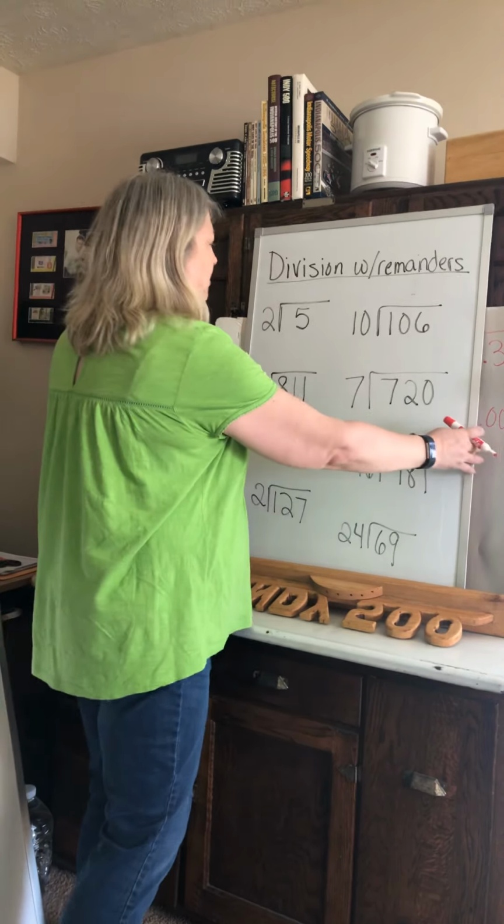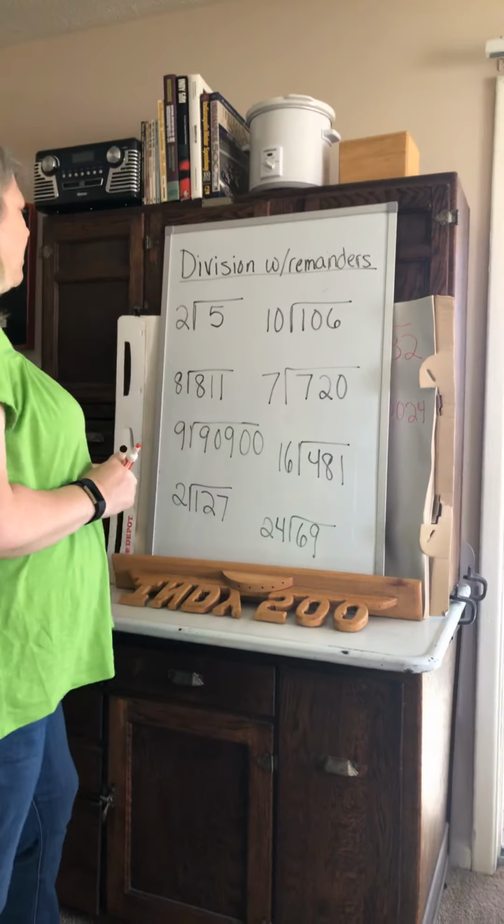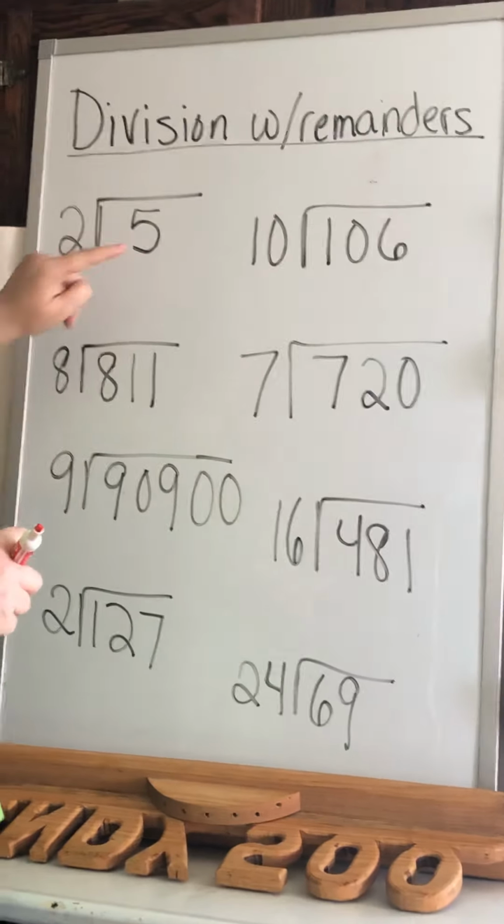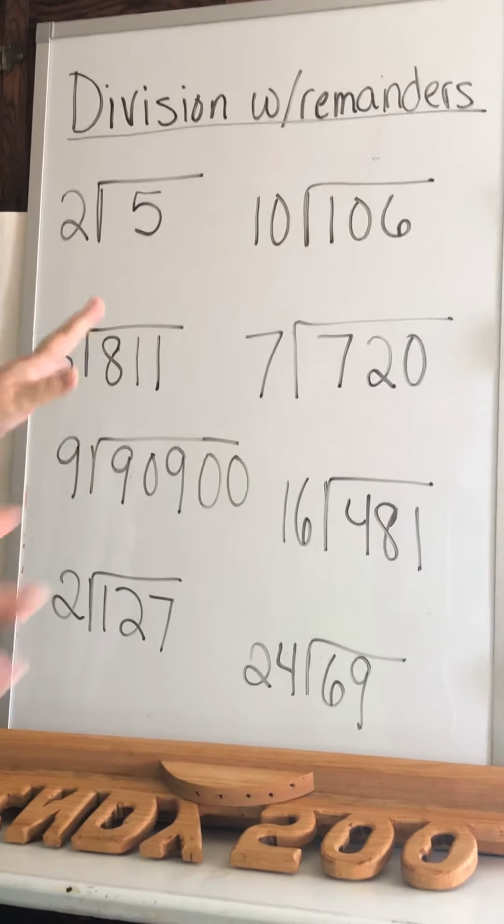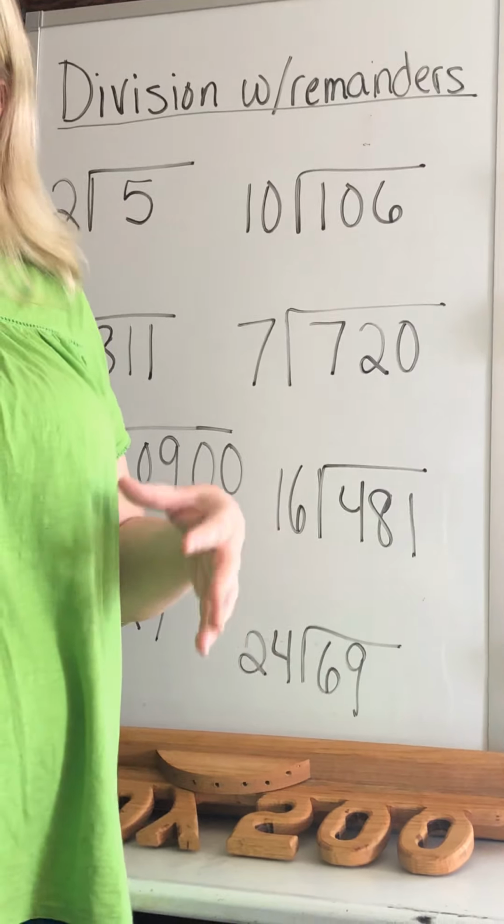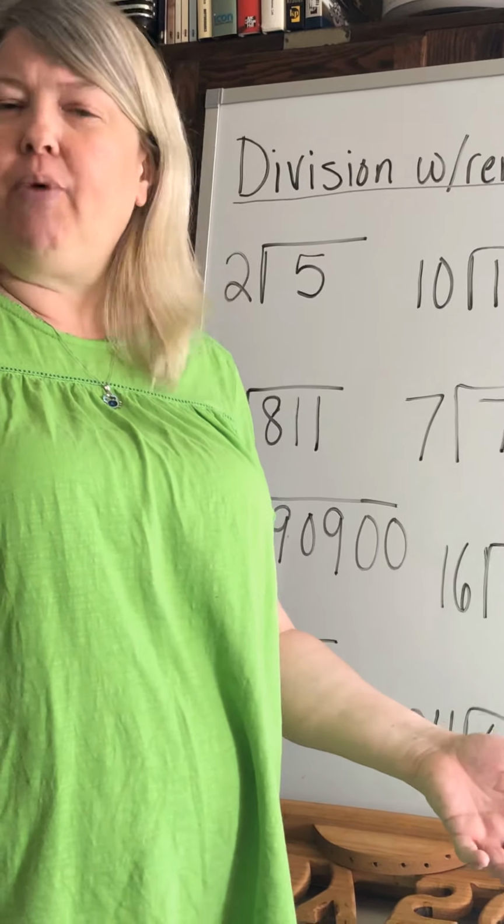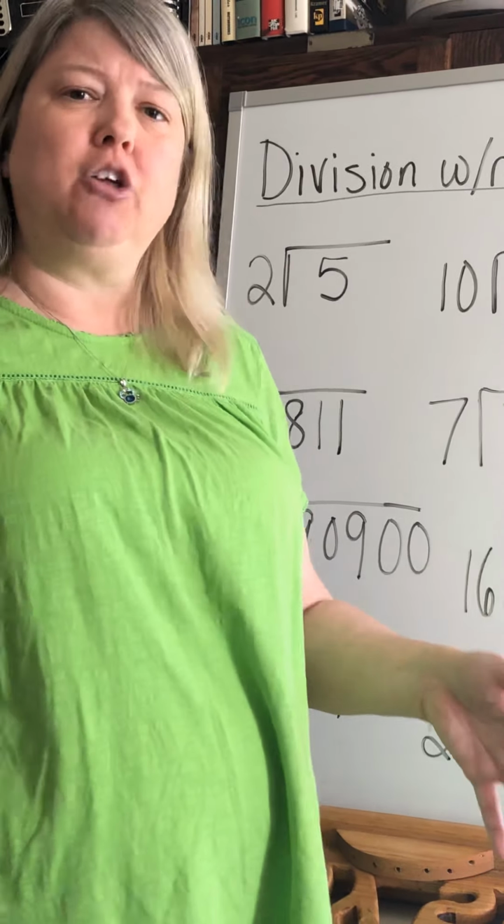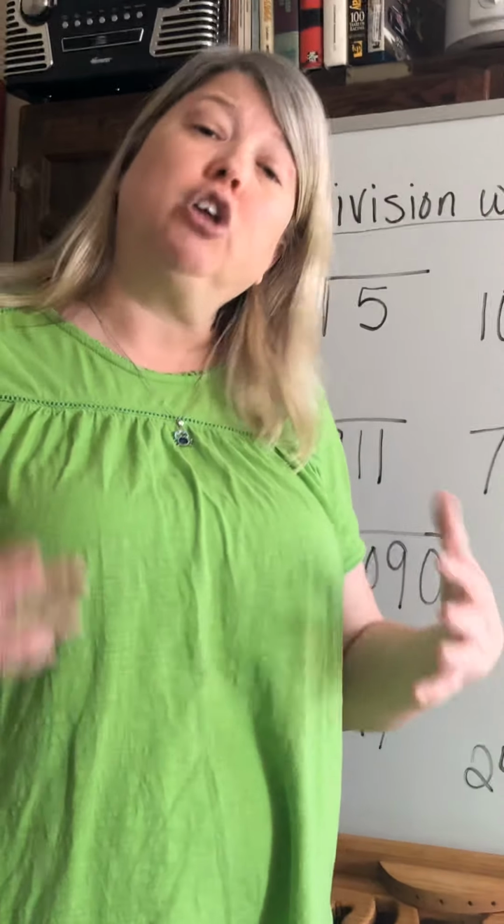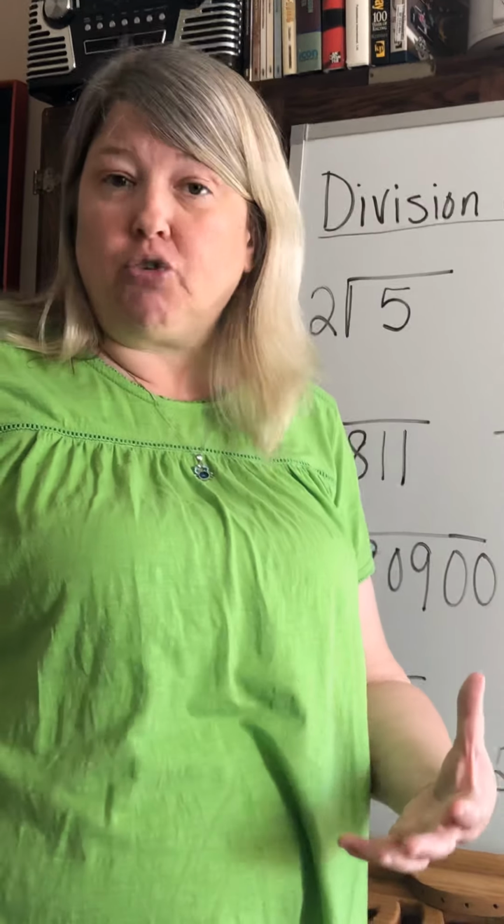So here we go, my little setup going. We have 2 divided into 5, okay? And this is all about remainders. Some of you have asked me in the past, and I get this question a whole lot, is, well, how do I know on the test what they want me to do? And I always say, well, look to the answers. They'll give you multiple choice answers.